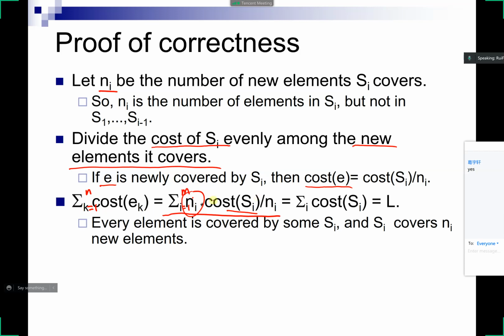But then in this expression, the Ni's just cancel, and so it ends up being equal to just the sum of the costs of all the sets we selected, which is the cost of our set cover. So in other words, if you add up the costs of all the elements, where each element has a cost defined in this way, then you get the total cost of the set cover.